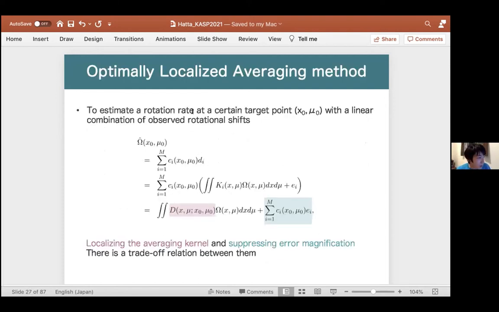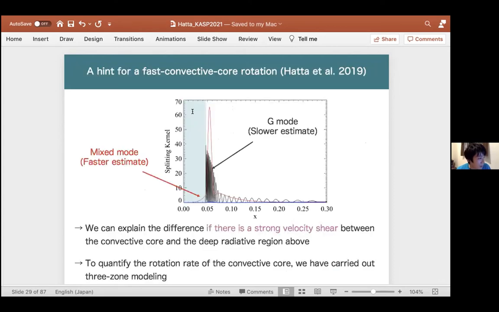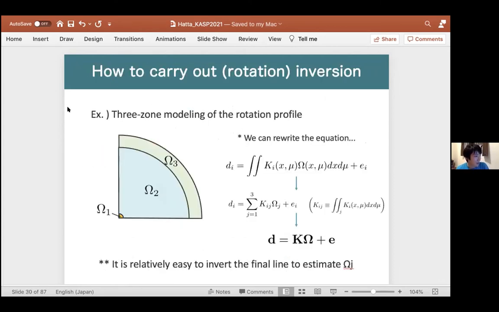Oh, sorry, maybe I will skip these parts. Oh yeah, here. Next, I'm going to show you how to carry out inversion, but I'm not going to explain it in detail. Here is just the modeling of the rotational profile. Here we divide the stellar interior into 3 sections, and we assume that each section is rotating rigidly, with the rotation rates omega 1, omega 2 and omega 3 respectively.